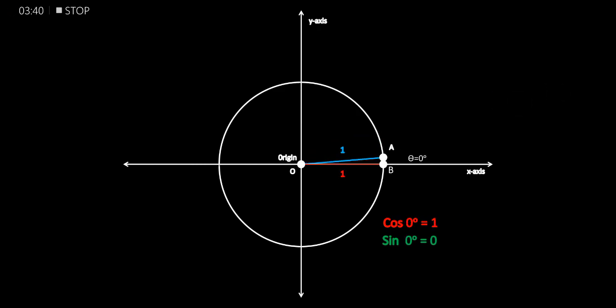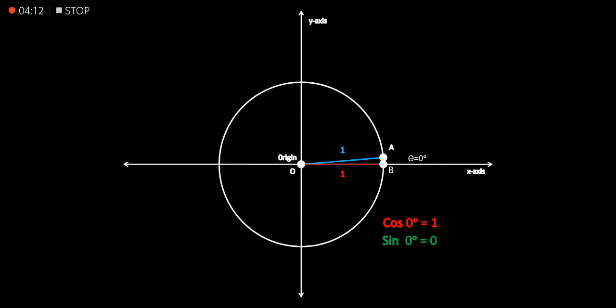Okay, stop here. In this figure, the length of red line is equal to the radius of the circle, which is equal to 1 unit. Red line is the representative line of cosine function. In this figure, theta is equal to 0 degree. So cos of 0 degree is equal to the length of red line, which is equal to 1. So cos of 0 degree is equal to 1.